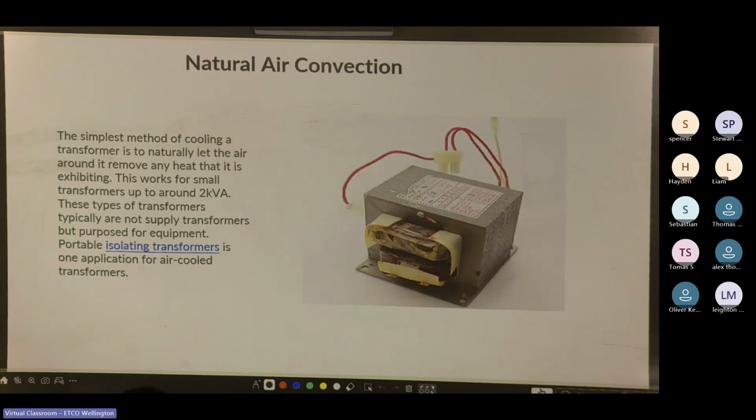Cool. So, natural air convection. The simplest method of cooling a transformer is to naturally let the air around it remove any heat that it is exhibiting. This works for a small transformer up to around 2 kVA. These types of transformers typically are not supply transformers, but purpose-built for equipment. Portable isolating transformers are one application for air-cooled transformers, or the transformers in your microwaves.